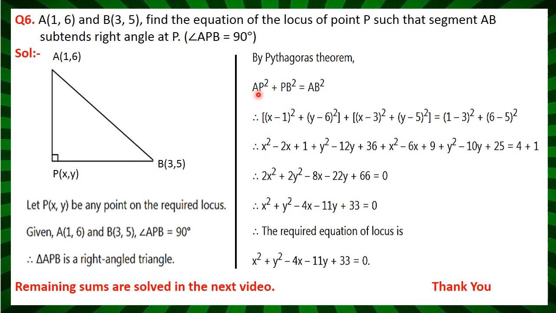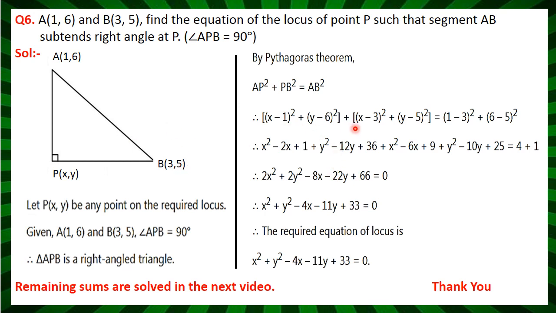AP is the distance between A and P, that is (x - 1), or you can also write (1 - x), because it is a whole square, there is no change in the value. So (x - 1) the whole squared plus (y - 6) the whole squared, and since we are squaring, the square root gets cancelled, plus PB squared, the distance between P and B, that is (x - 3) the whole squared plus (y - 5) the whole squared. And the right hand side AB is the distance between A and B: (1 - 3) the whole squared, or you can write (3 - 1) the whole squared also, plus (6 - 5) the whole squared.